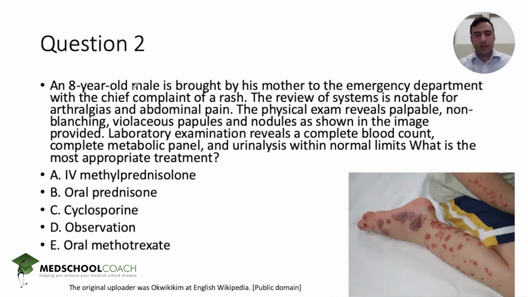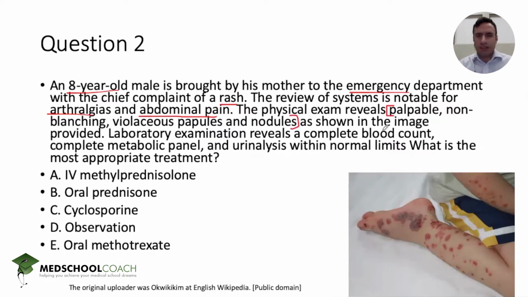So here again, we have a child, this time in the emergency department, looking at a rash, and the two chief complaints or chief symptoms are arthralgias and abdominal pain. Then we have this very characteristic palpable violaceous rash.